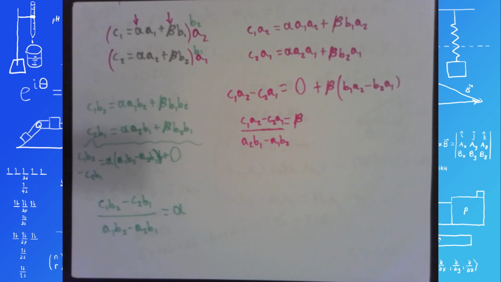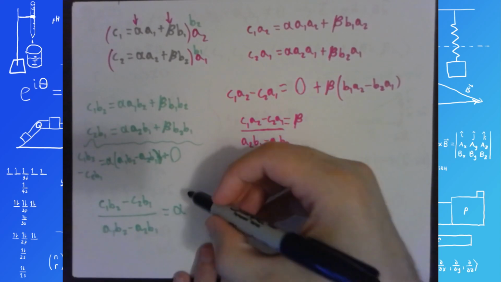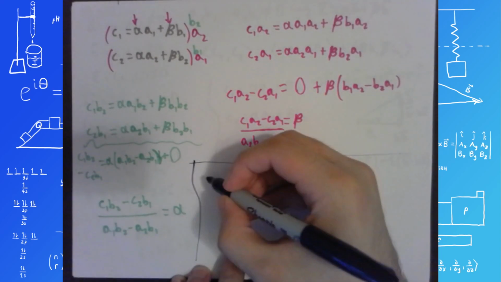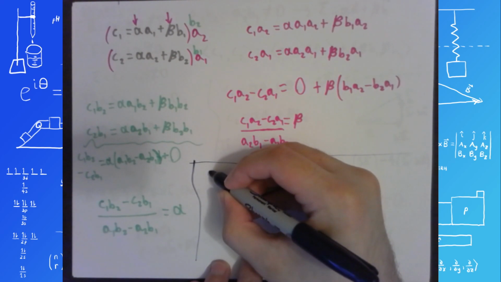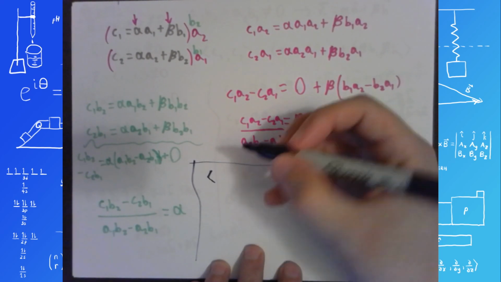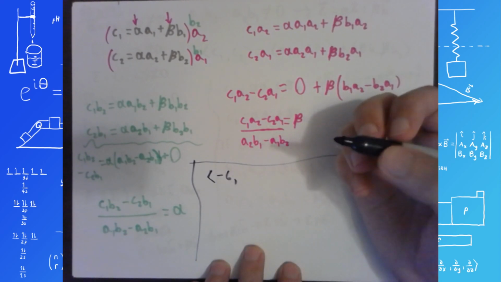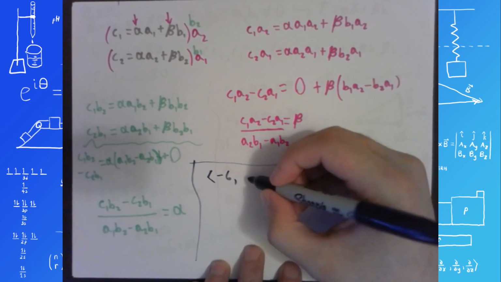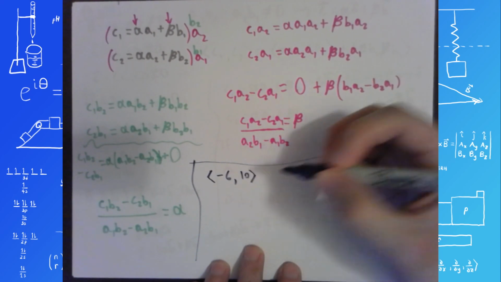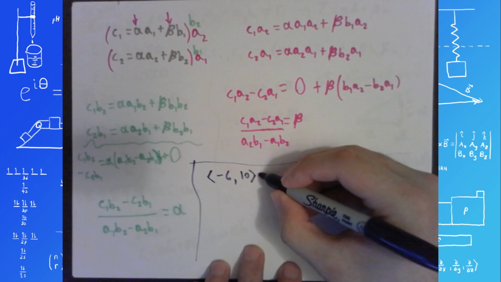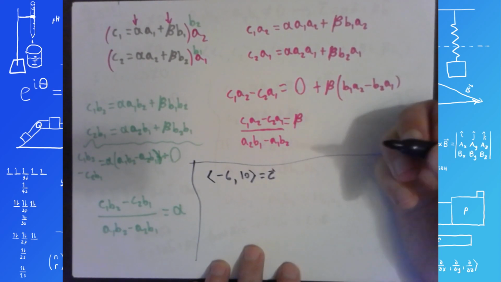So what I like to do when I look at these theorems and proofs in math textbooks is I just play around with it. I assign some actual numbers and see how it works out. So let's do that. Let's say, for example, I want to make the vector -6, comma, how about 10? Let's say this is the vector I want to make. This is our vector C.